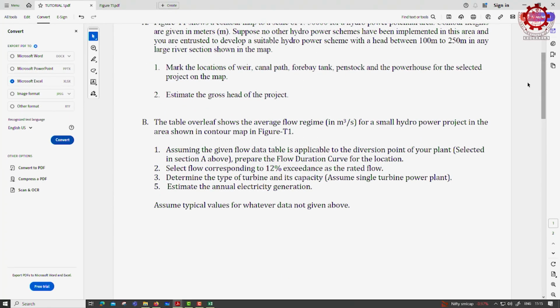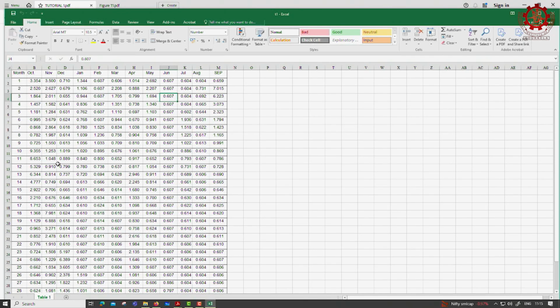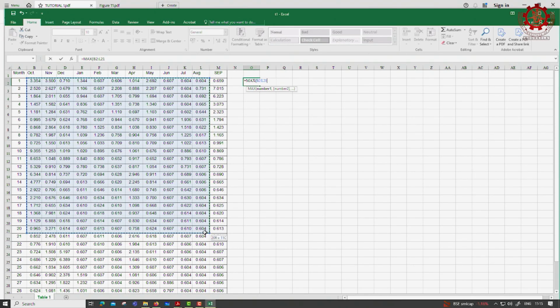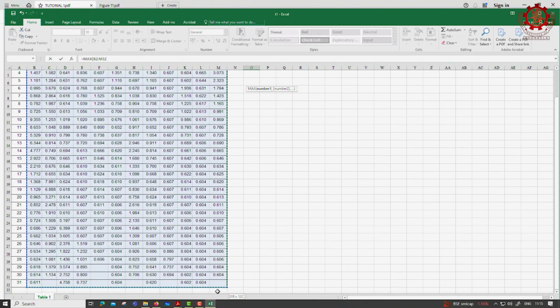Assuming the given flow data is applicable, prepare the flow duration curve for the location. Now, we have to study this data set, right. One of the better ways of studying and seeing the range of values that we have here is to find the maximum value. So, I will give the entire data range and see what is the maximum value in this data set. It is good to know, because when you categorize them, it is easier then, right.